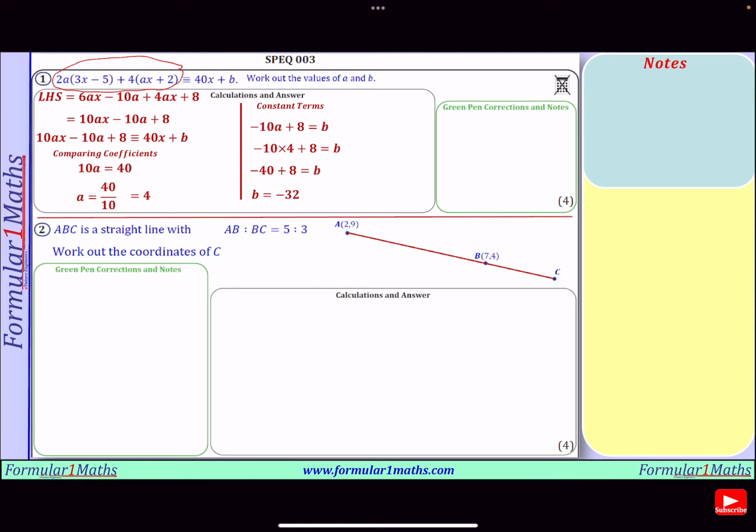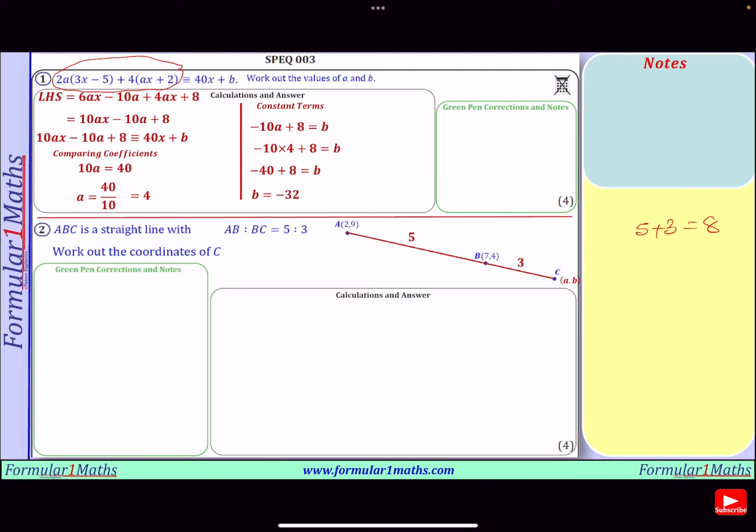Question 2. ABC is a straight line with AB to BC equal to 5 to 3. Work out the coordinates of C. Let's assume that the coordinates of C are a and b. So let's put in the ratios. We've got 5 here and 3 over there. First of all, you add the two ratios. So I get 5 plus 3 equals 8.